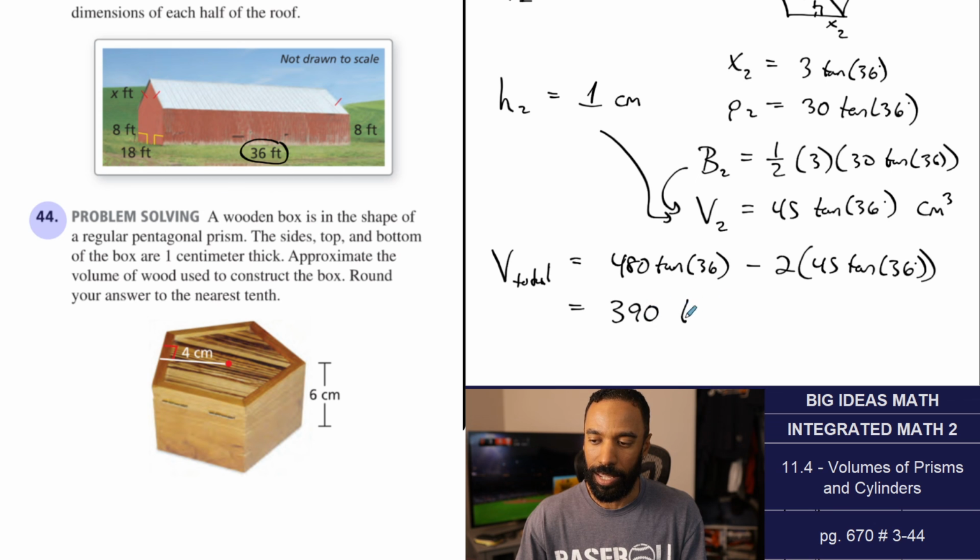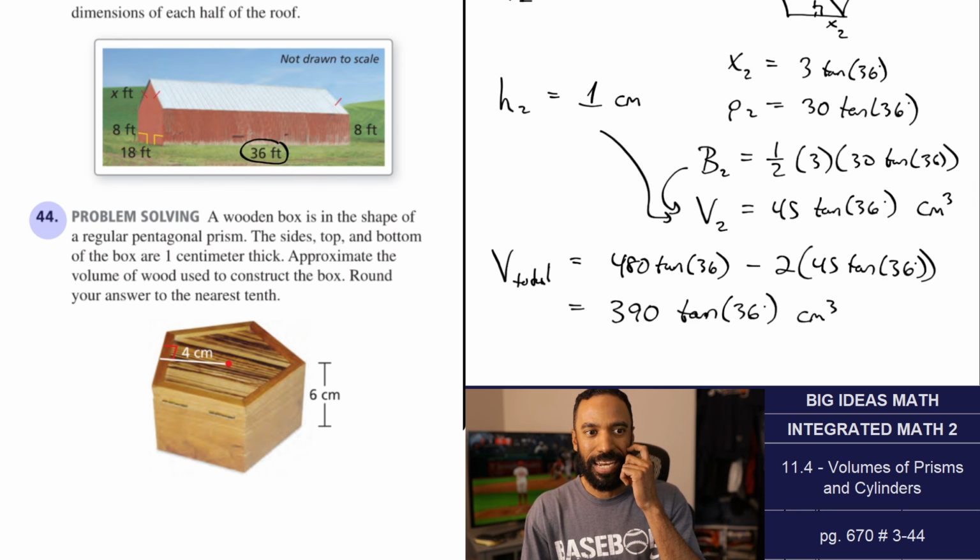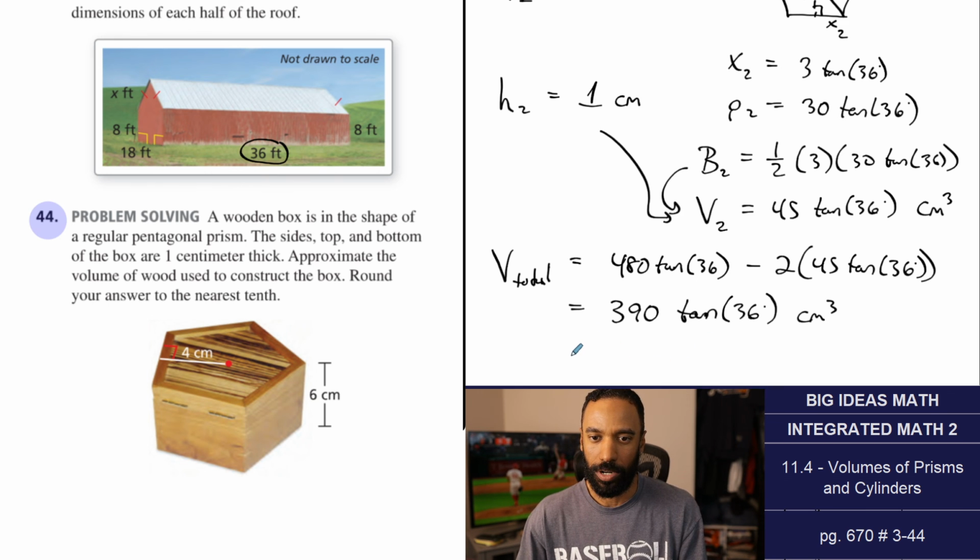So it's 390 times tangent of 36 degrees in cubic centimeters. With the calculator, we will get 390 times tangent of 36, around 283.35. I'm going to verify that everything works out the way I want it to.